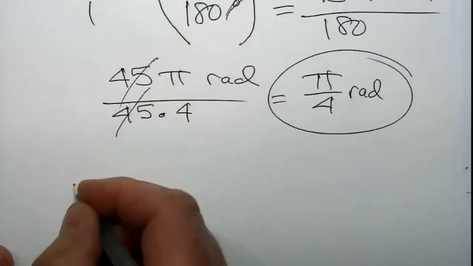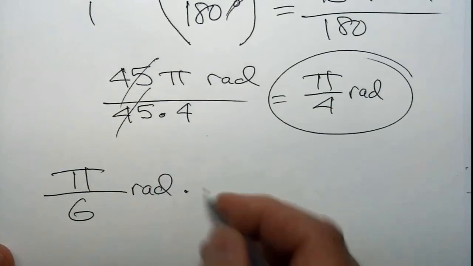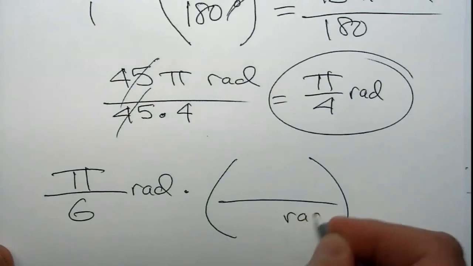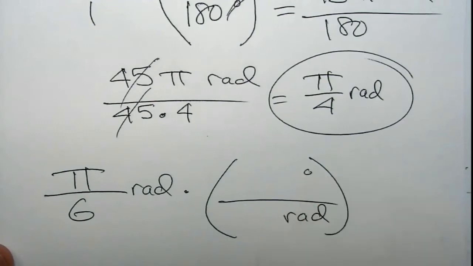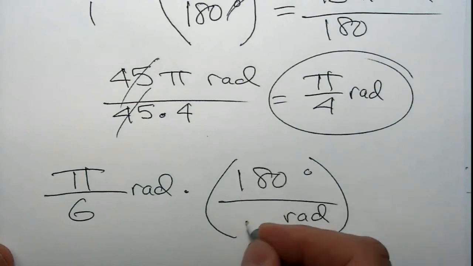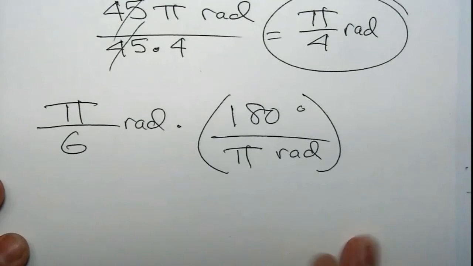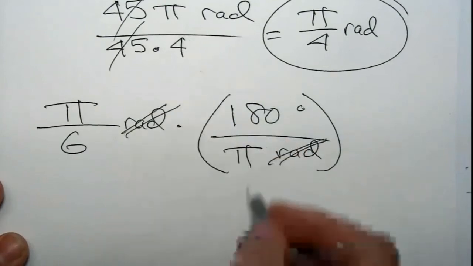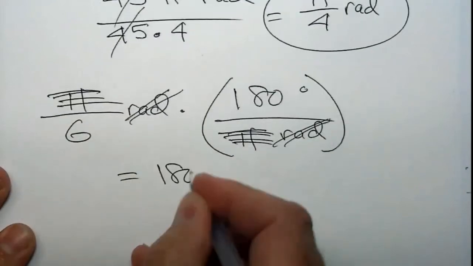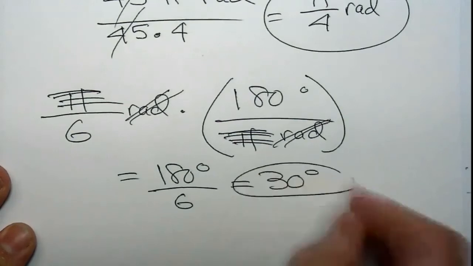Let's convert back. Let's take pi over 6 radians and go into degrees. So remember, you multiply by a unit conversion fraction. We want to throw away radians now. We don't want those anymore. I do want degrees, and you can use half a circle. There are 180 degrees in half a circle. There are pi radians in half a circle. But check this out. Not only do the radians cancel, the pi cancels too. So we end up with 180 degrees over 6, which is 30 degrees.